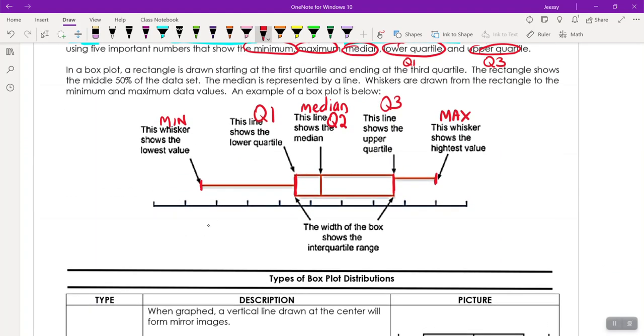Each of them contains 25% of the data. So this is 25% of the data, 25% of the data. That means that the data, all the numbers, are very close to each other. This right here is 25% of the data, and here's the last 25%.